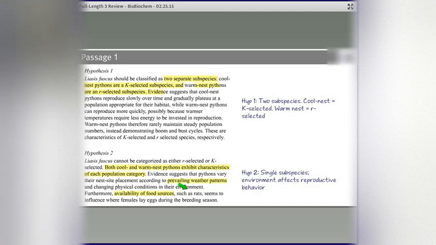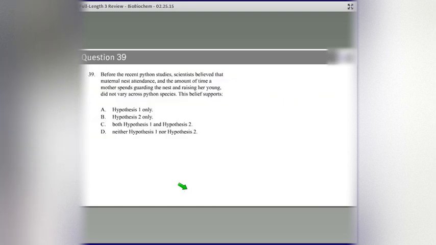Okay, so with that, we think about, well, how can we utilize these ideas in order to attack these questions that you'll have to attack on testing? So we look at this and we see, okay. Before the recent Python studies, go ahead and read the question stem and give me a thumbs up when you're done rereading the question stem. You can give me a 6 or a B for a thumbs up.